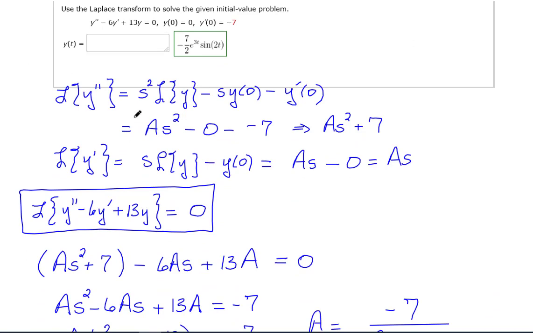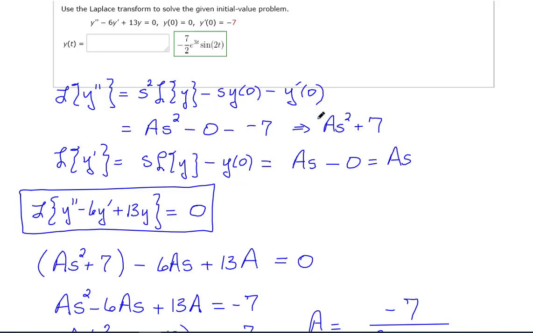In this particular question, we have a second order problem, two initial conditions. All right, so the Laplace transform of y double prime. y at 0 is 0. y prime at 0 is minus 7. So I've got this piece. I've got the piece for the Laplace transform of y prime.